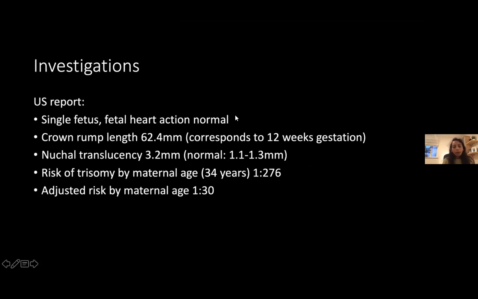So this is the report of the ultrasound. The single fetus, fetal heart action is normal, crown rump length is normal, nuchal translucency is 3.2, the normal one is 1.1, and the risk of trisomy by maternal age is 1 in 276, but the adjusted one, taking into consideration the nuchal translucency, is 1 in 30. So what are we concerned about here?